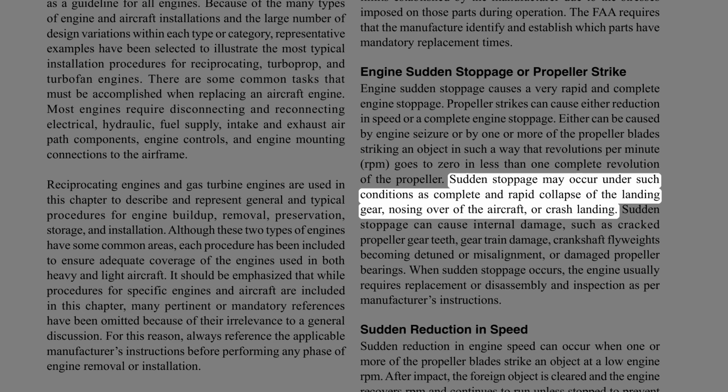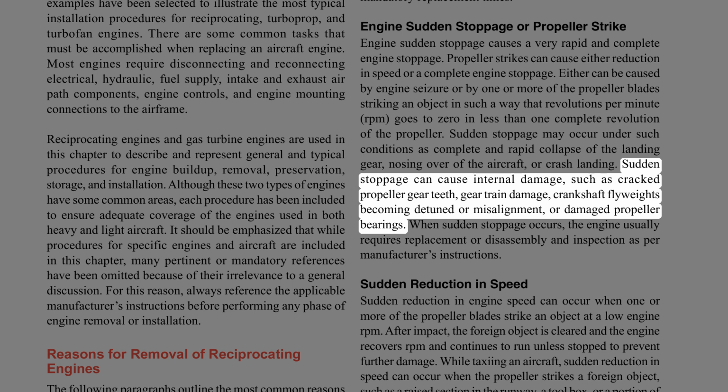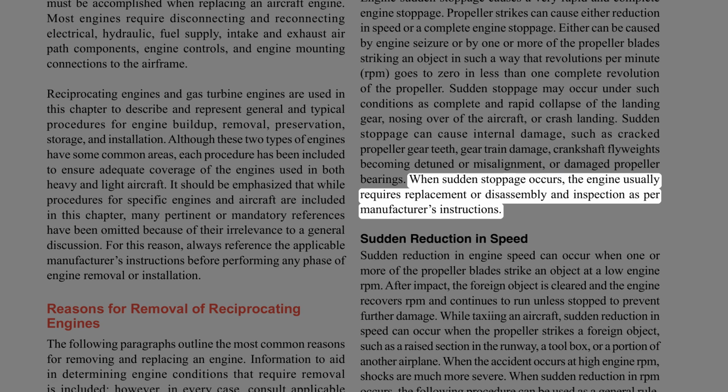Sudden stoppage may occur under such conditions as complete and rapid collapse of the landing gear, nosing over of the aircraft, or crash landing. Sudden stoppage can cause internal damage, such as cracked propeller gear teeth, gear train damage, crankshaft flyweights becoming detuned or misaligned, or damaged propeller bearings. When sudden stoppage occurs, the engine usually requires replacement or disassembly and inspection as per manufacturer's instructions.